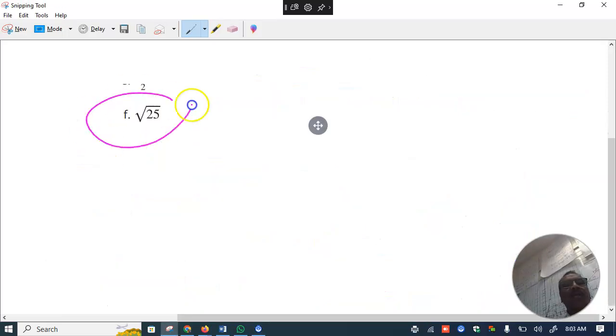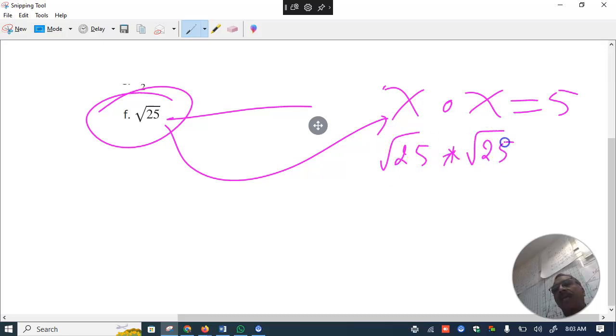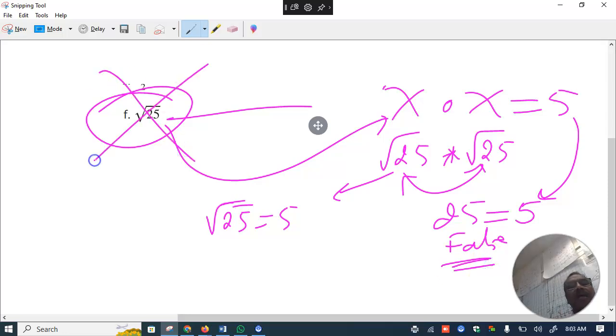Now, to check whether this is the solution for x times x is 5, you can plug it in here, and this is square root of 25, and when you multiply this by itself, it is 25. But you can't say 25 is equal to 5 here. So they are not the same. This is false. In other words, you also know the square root of 25 is 5, right? Because 5 times 5 is 25. So naturally, this is false. So this cannot be the answer. So that takes care of 3.1a.